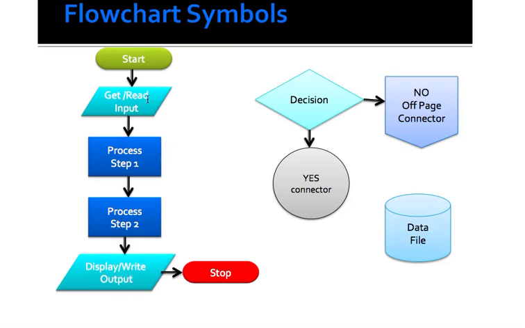So for example, get and read input might be getting input from the keyboard or from a microphone or something, right? And then display and write output means putting this in a file or putting this on the screen or sending an email or any way of output of the result of a process.